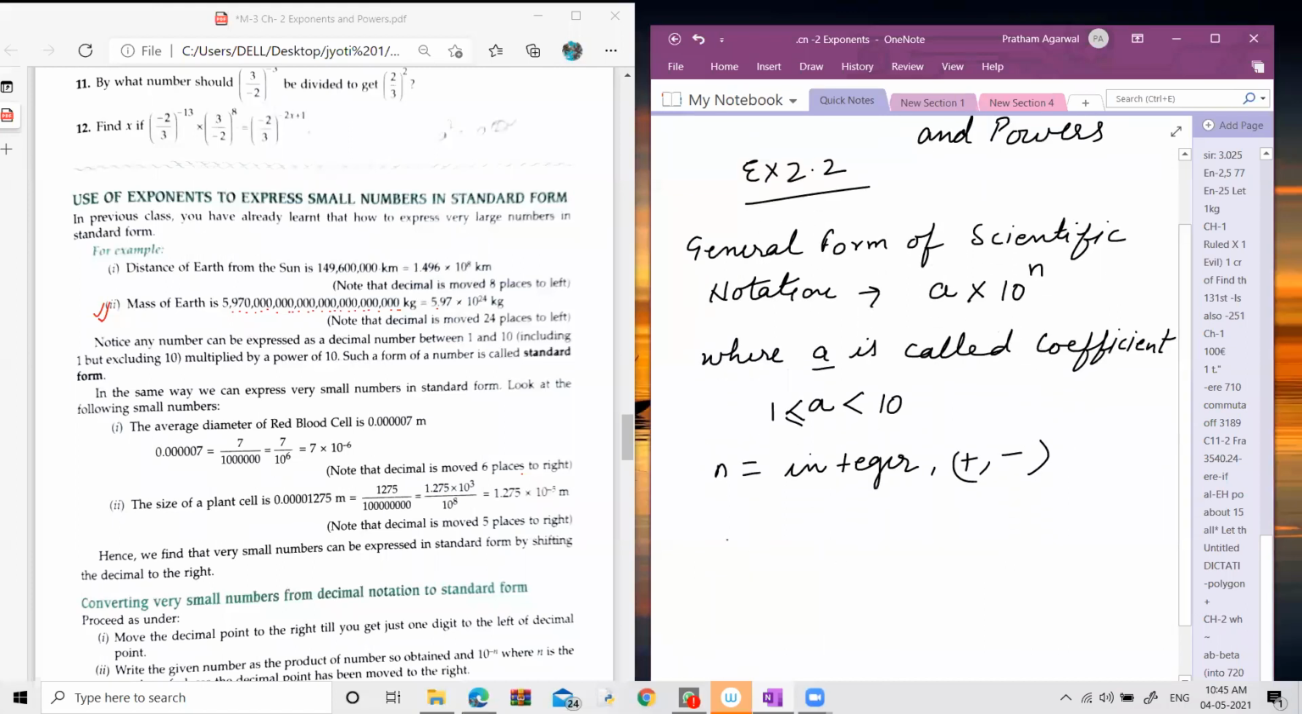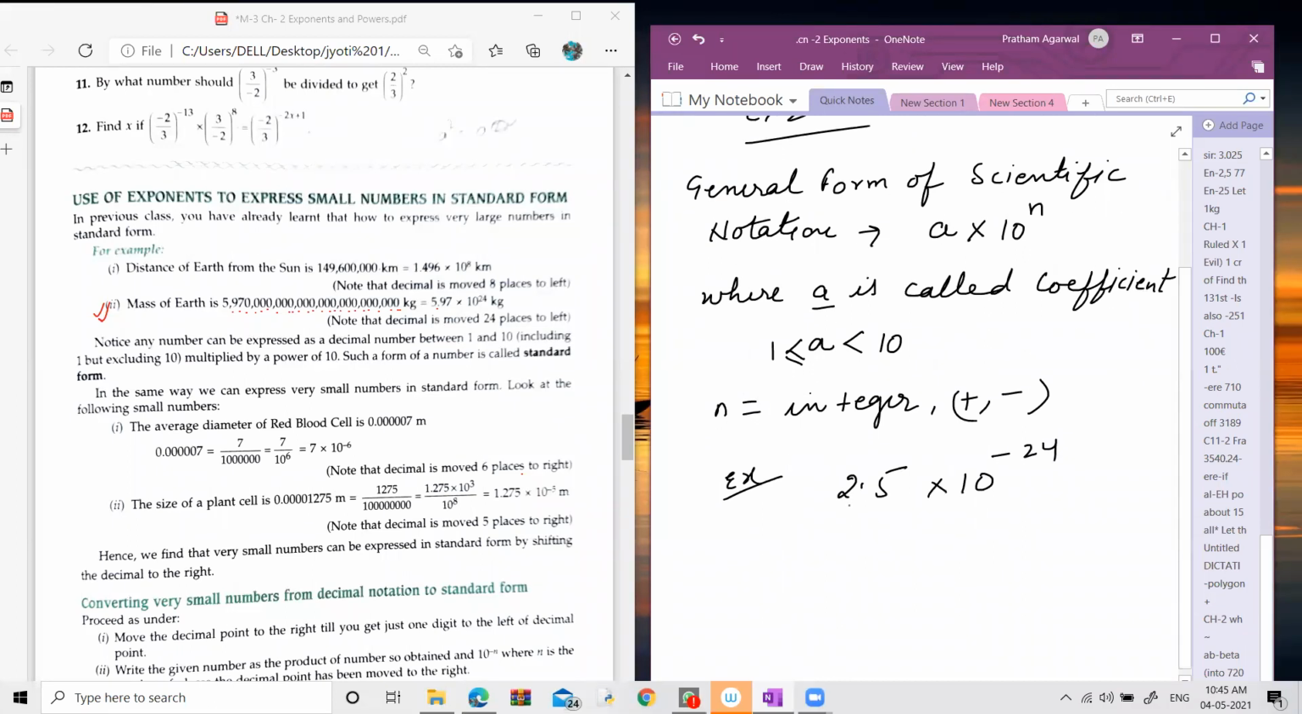Now, let's see an example. If I write 2.5 into 10 to the power minus 24, it means the value of A is 2.5. It is called the coefficient. And the value of n is minus 24. Is it clear or not?